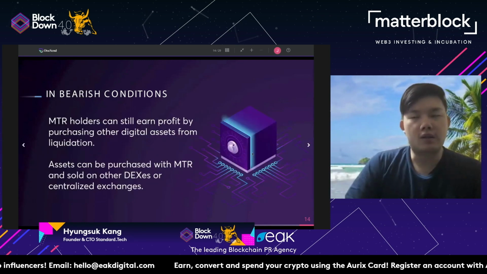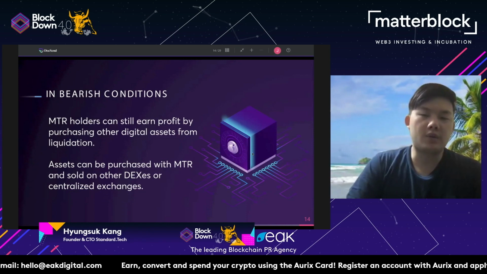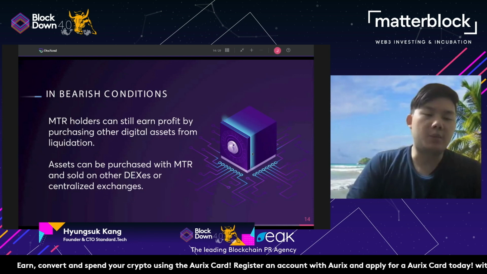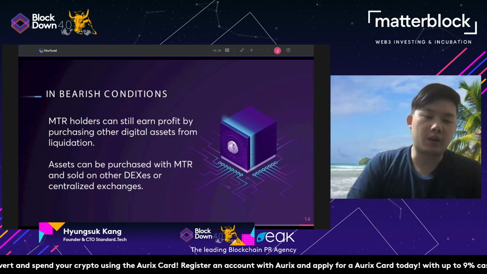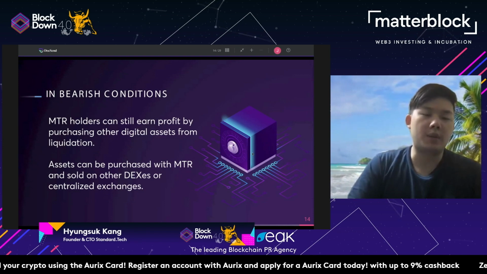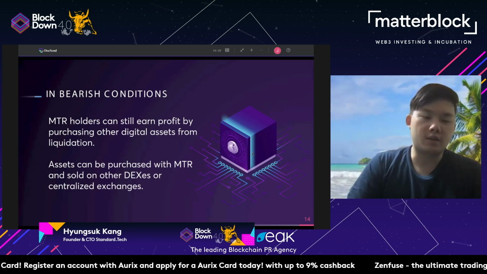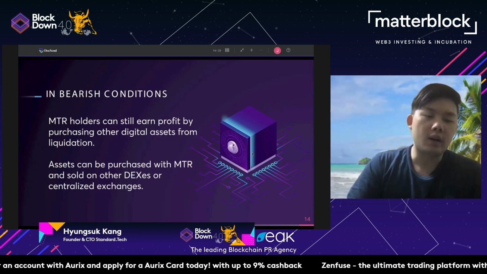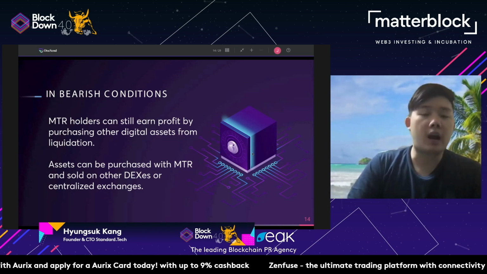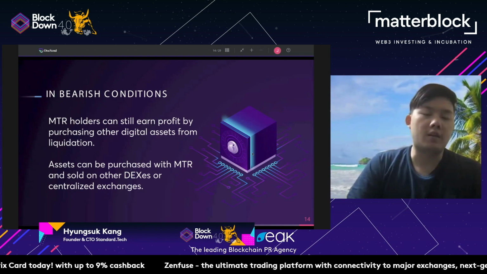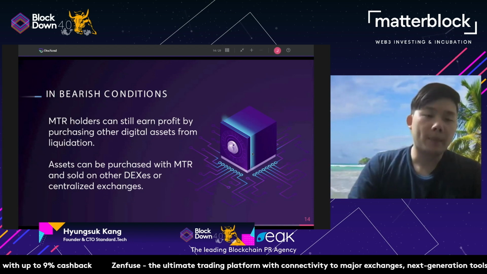In bearish conditions, it's still fine. Once you have those Meter stablecoins, there will be other CDP positions that become invalid and are liquidated, so that people can buy those assets at a cheaper price with the same Meter stablecoin. In this way, people have opportunities regardless of the financial conditions of our protocol.